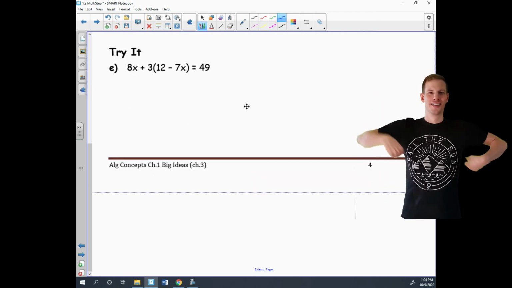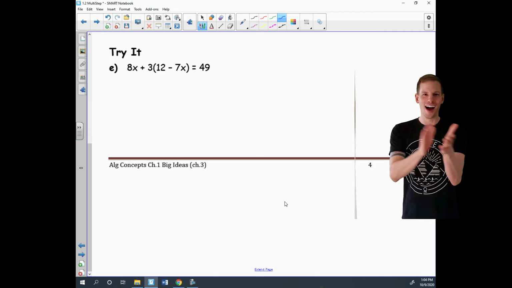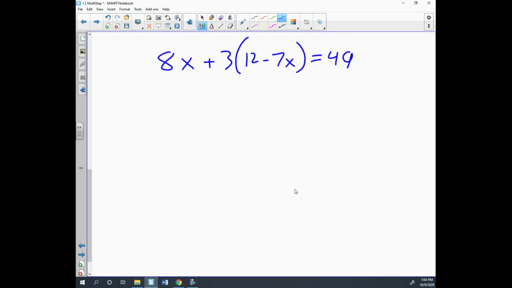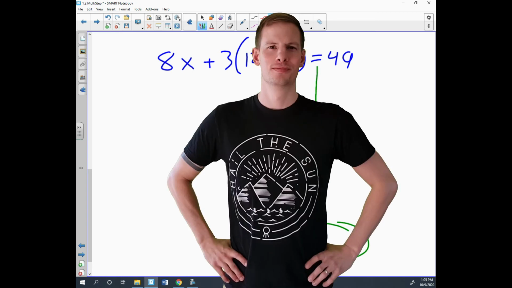Let's try it. This is kind of a combo of both those. Actually, you know what I'm going to do? I'm going to just rewrite it right here. 8x plus 3 times (12 minus 7x) equals 49, okay? So if I had that, writing in blue, and I wanted to get x all by itself, right? Well, there are certain steps I have to follow, and I have to get the distributive stuff gone, okay? Eventually, my goal is x equals something, because all the x's are on this side, okay?